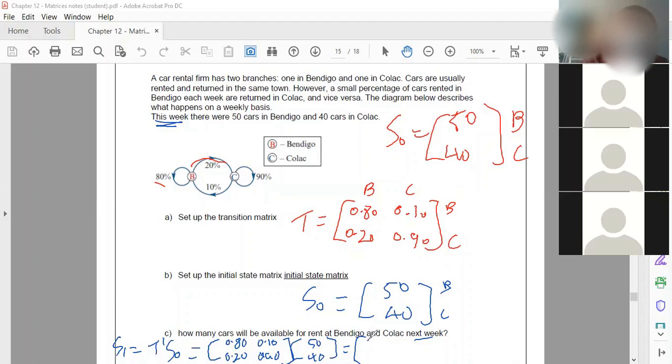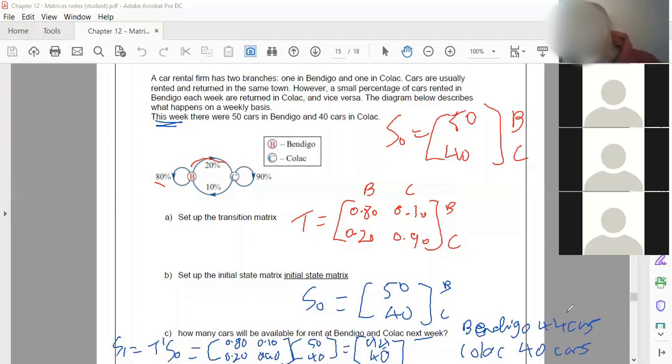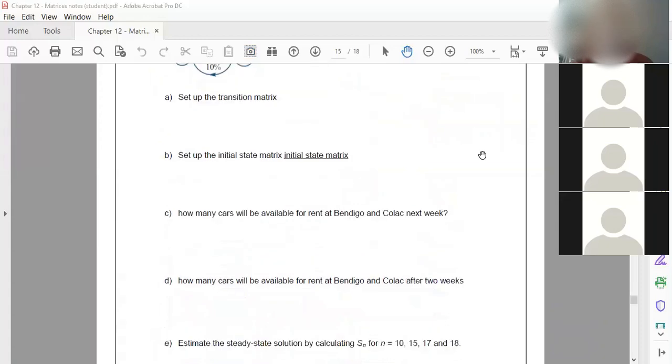Hopefully you guys got the same thing. 44, 46. So Bendigo, 44 cars, and Colac, 46 cars. And you can see 44 and 46 adds up to 90. All right, any questions there? Okay, let me clear that one and move to the next part.